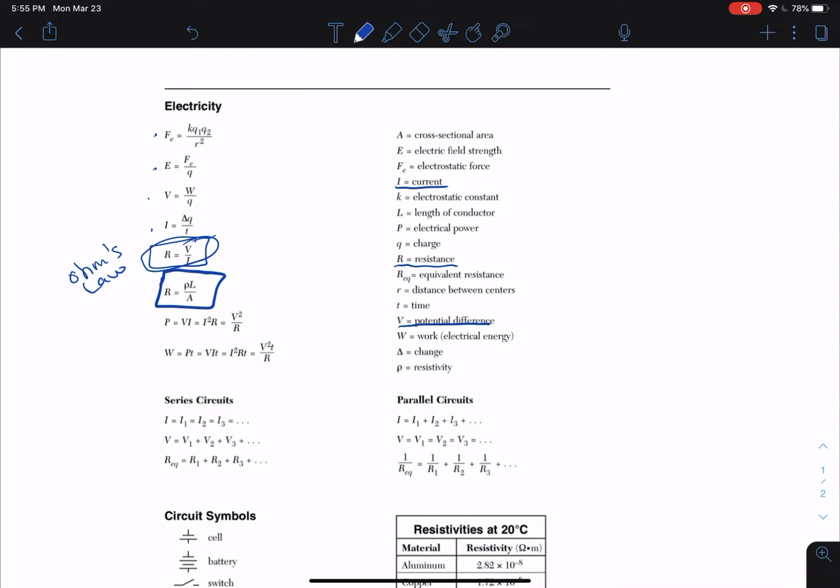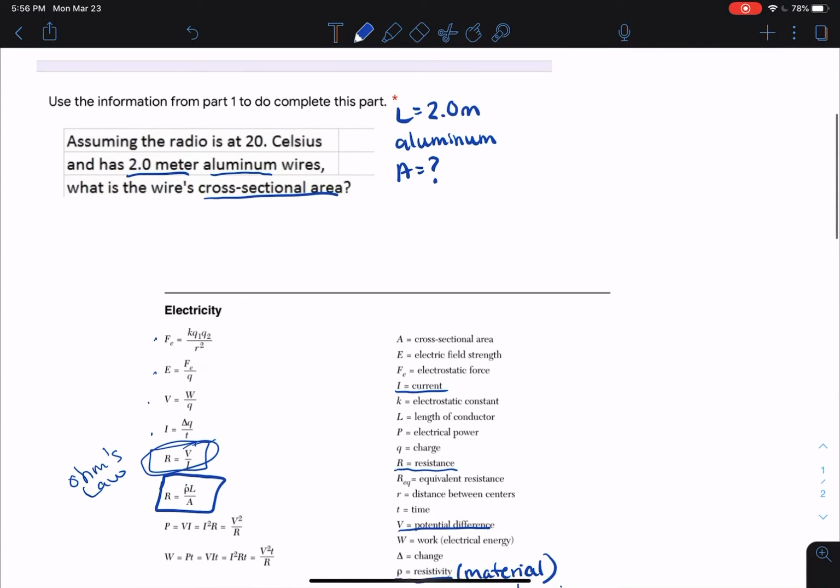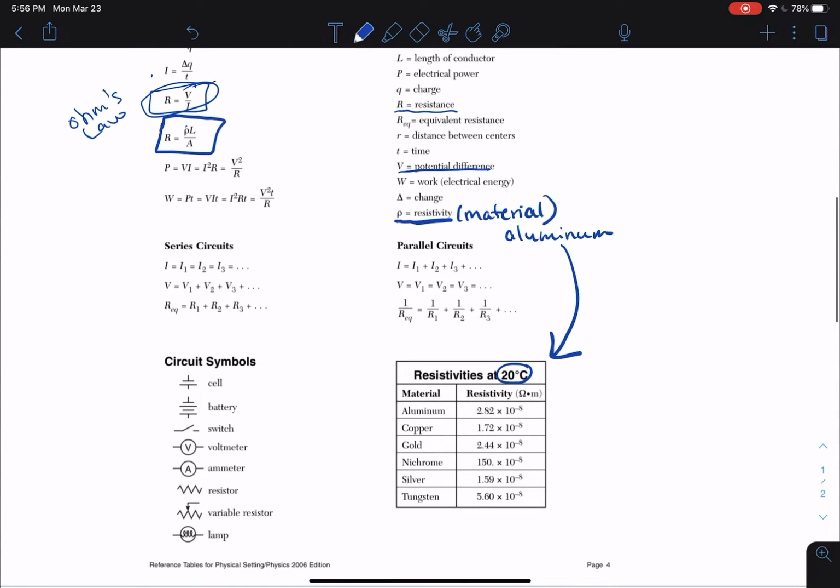So R again is resistance. This P looking thing, that's called rho, but it looks like a P, that's resistivity, and that depends on the material. So when I said it was aluminum, we're going to have to look up what that aluminum value is in the reference table. And where are we going to do that? Right here. And sometimes we get confused with the 20 degrees Celsius, like it says in here, right here. But that is just really saying that you can use this reference table. So when we use our value for the P value for aluminum, we're going to use that number there.